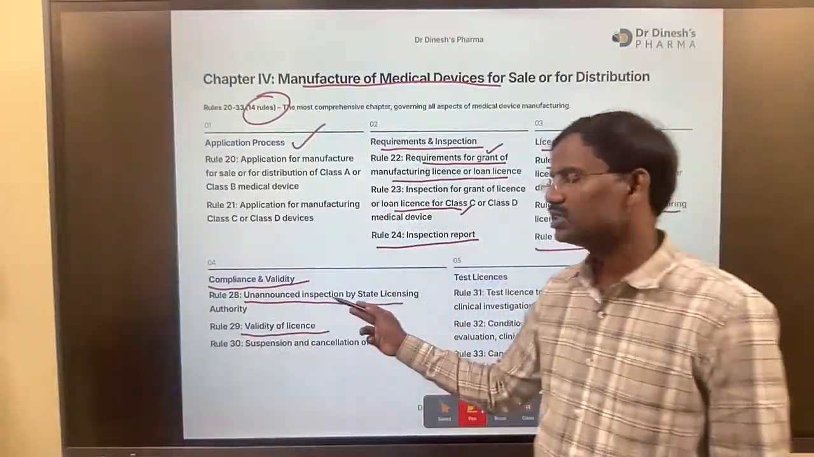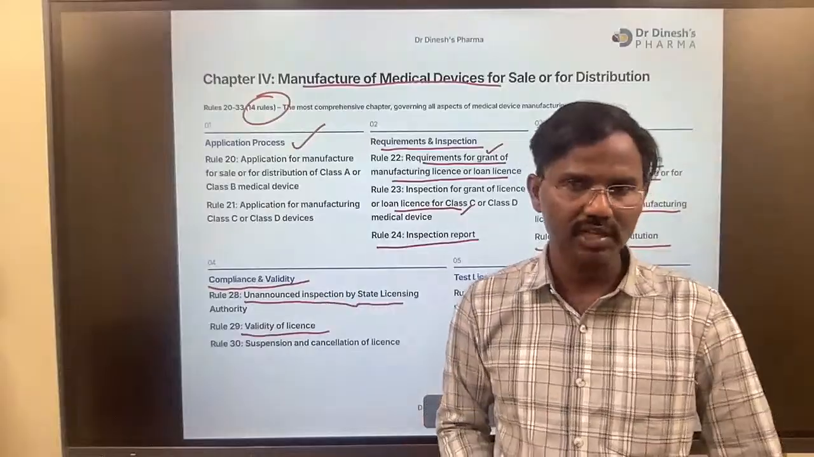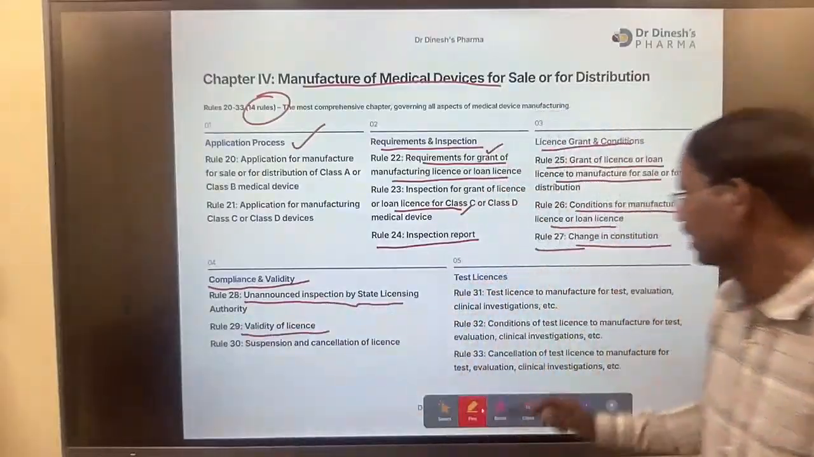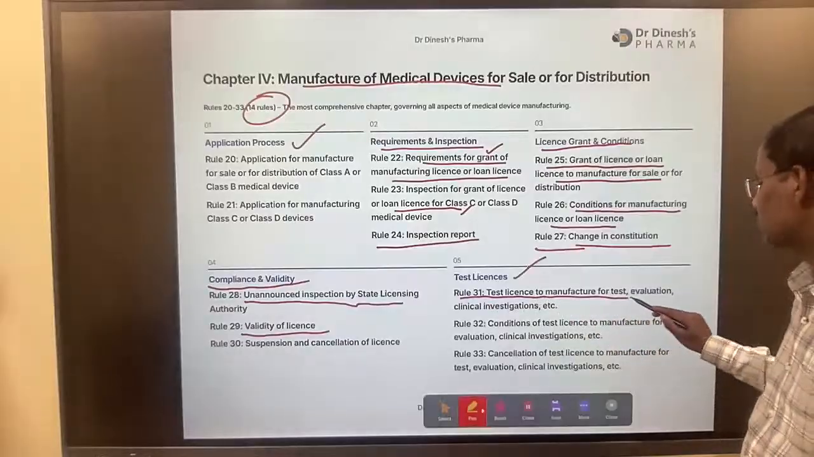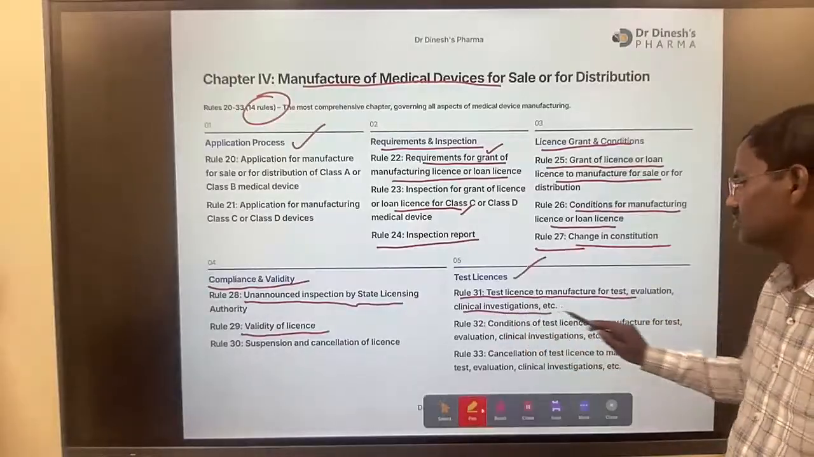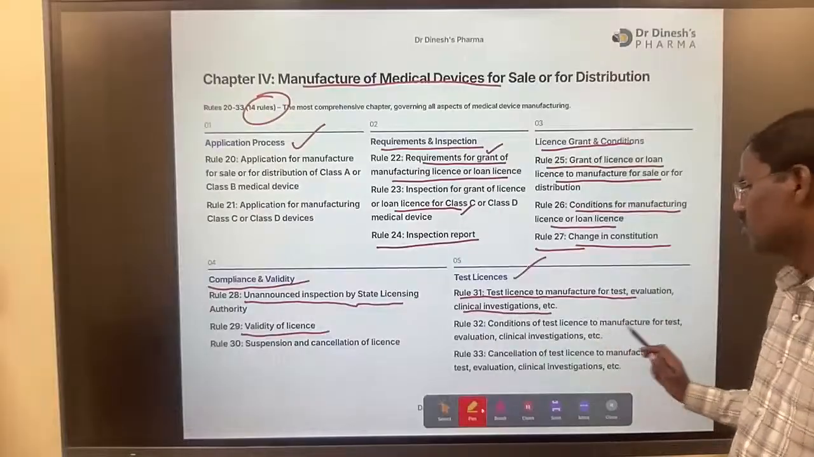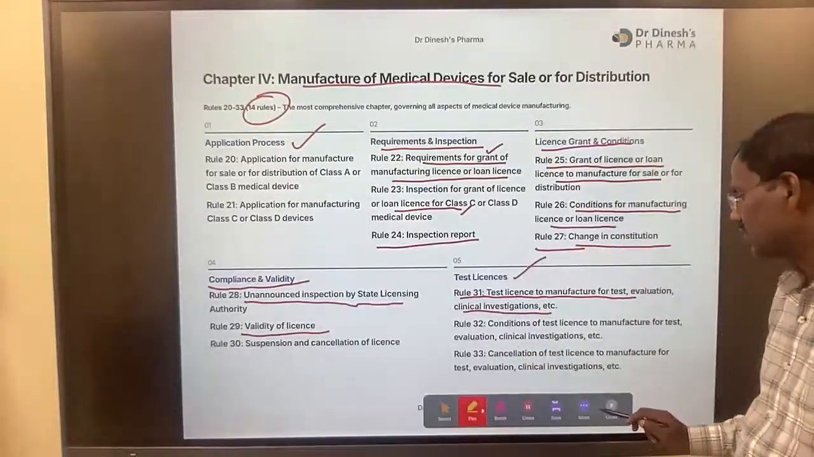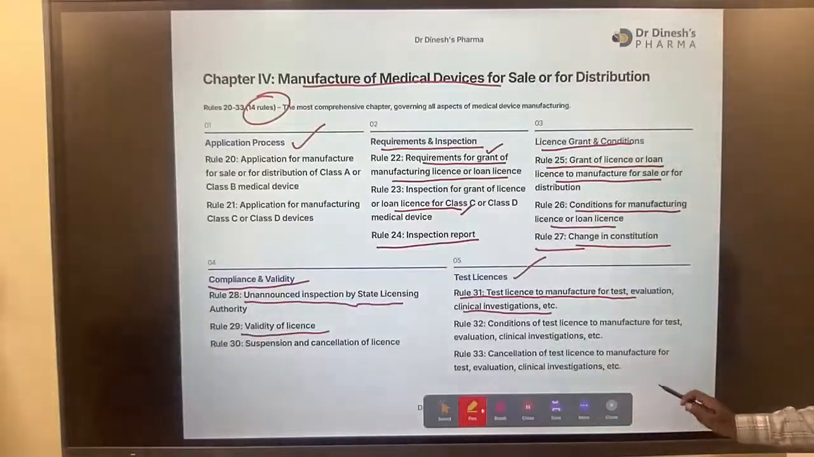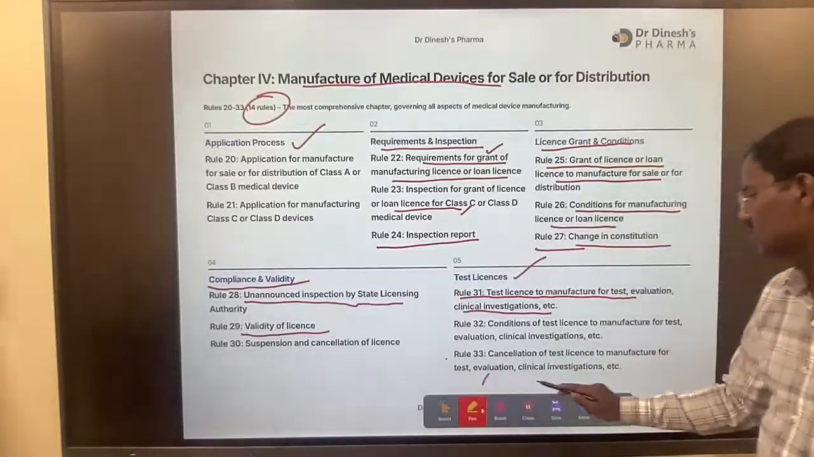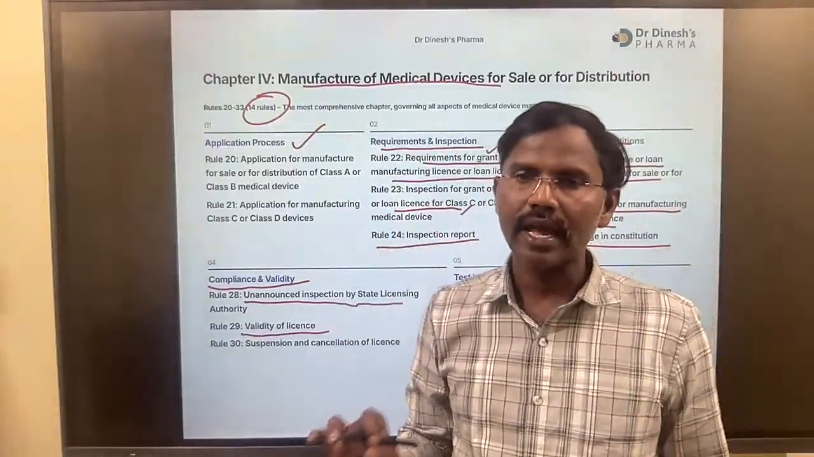So you can inspect anytime without announcing. Certain inspections can be done according to rule 28. And then test licenses. Rule 31, test license to manufacture for test, evaluation and clinical investigation. Rule 32, conditions of test license. And rule 33, cancellation of test license to manufacture for test, evaluation and clinical investigation. So this is the biggest chapter, chapter 4, and try to remember.